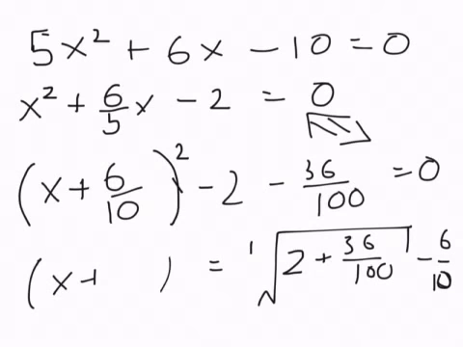And remember, when we do a square root, there's one solution as a positive, and there's another solution for the negative side. So we've got what x is. X equals plus square root of 2 plus 36 over 100 minus 6 over 10. And it's got another solution, minus square root of 2 plus 36 over 100 minus 6 over 10. Those are the two solutions. We have solved the quadratic equation using the method of completing the square.